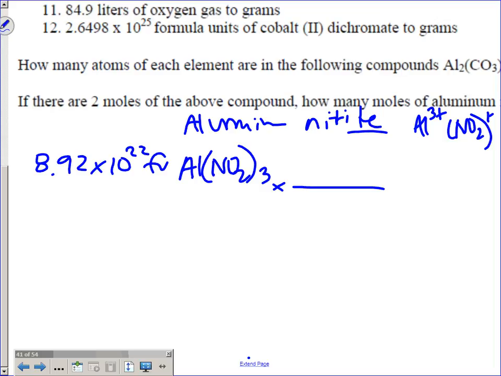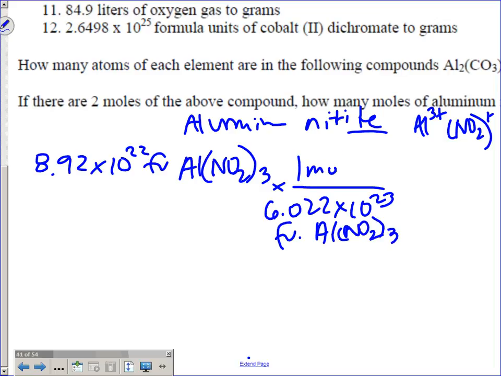Well, formula unit is just a style of particles. 6.022 times 10 to the 23rd formula units of aluminum nitrite are equivalent to 1 mole of aluminum nitrite. And I have to put my parentheses because if not, it'll look like 23. All right, so then from here, formula units of aluminum nitrite and formula units of aluminum nitrite go away.